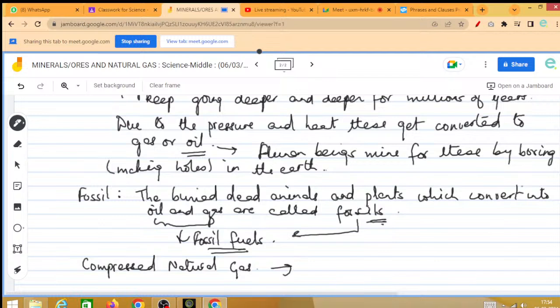The cylinders which we get for our gas in the kitchen also, that also is compressed natural gas, because in that cylinder we have 14 kgs. Otherwise, what is the property of gas? If you don't compress it and don't put it inside a container, it will spread everywhere, because the molecules of gases are so loosely packed. Now you have compressed them, put pressure and put them inside a particular container. So it becomes compressed natural gas.